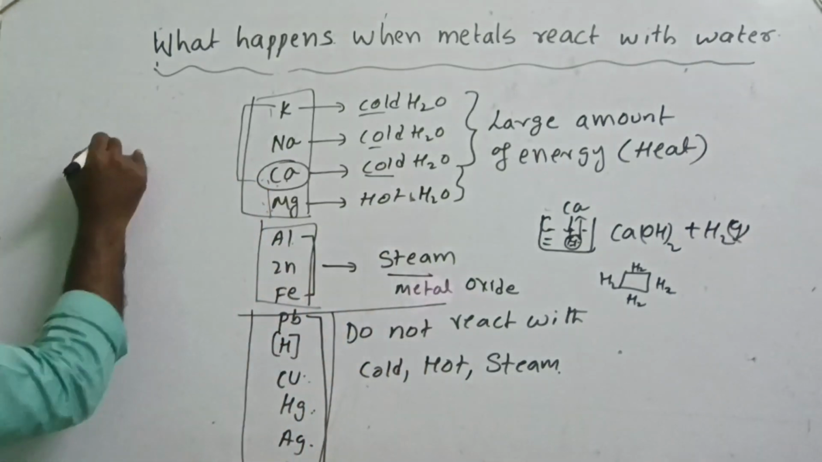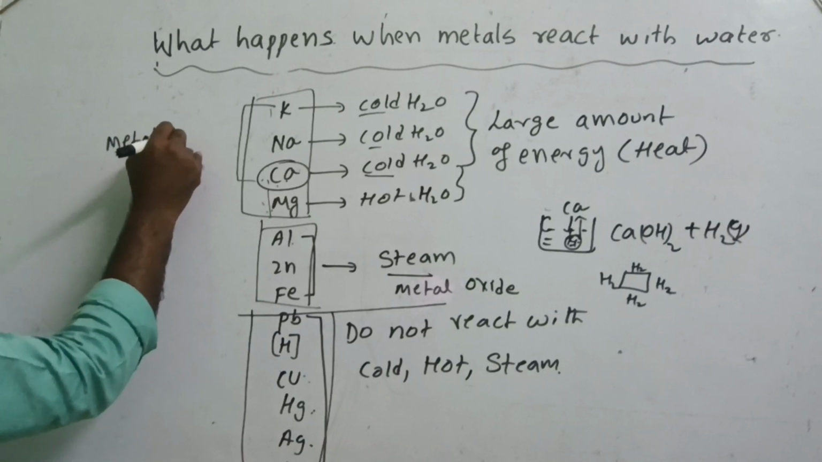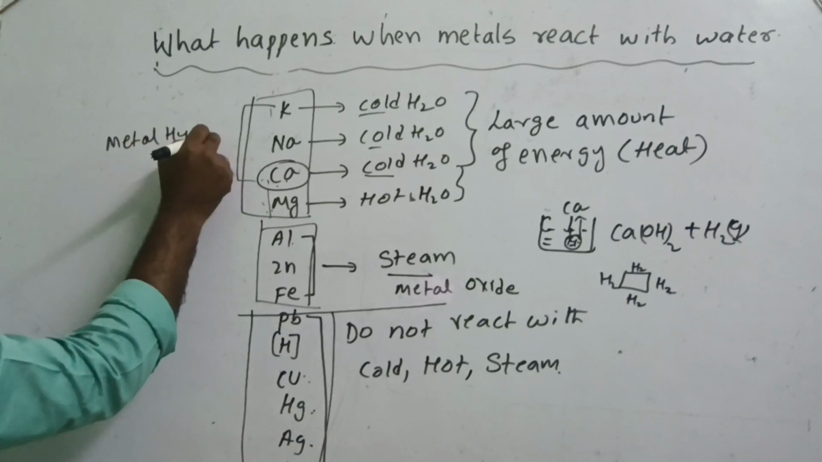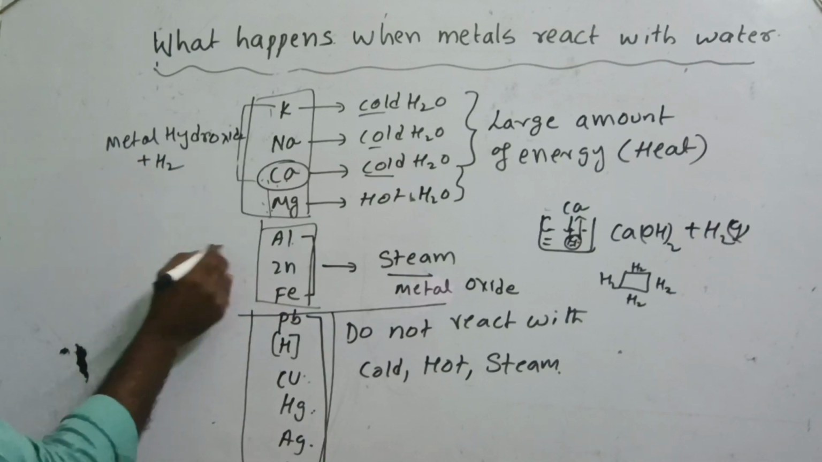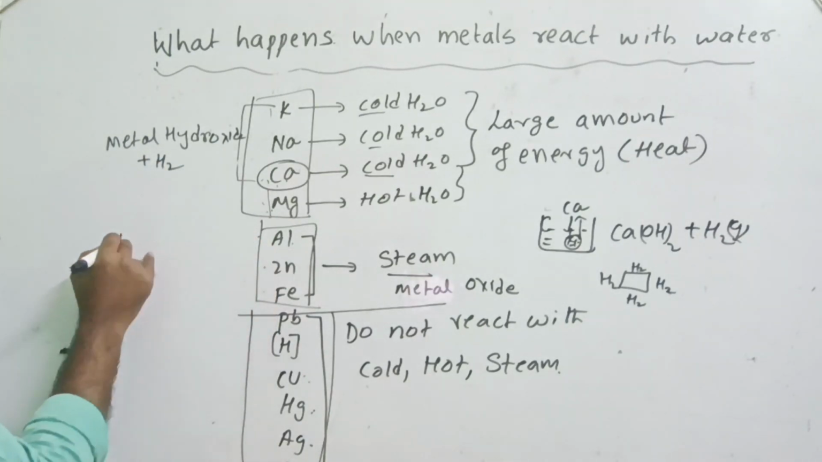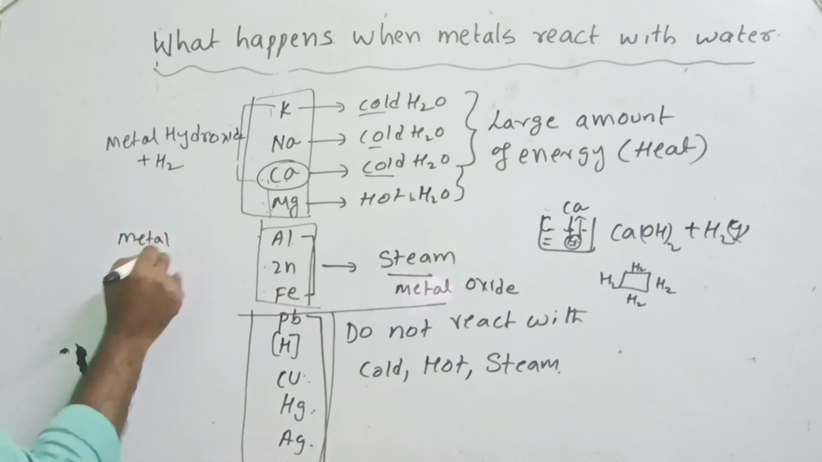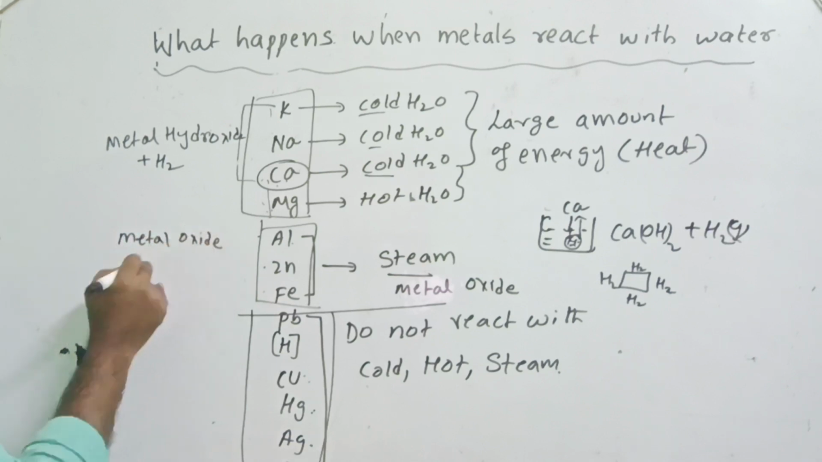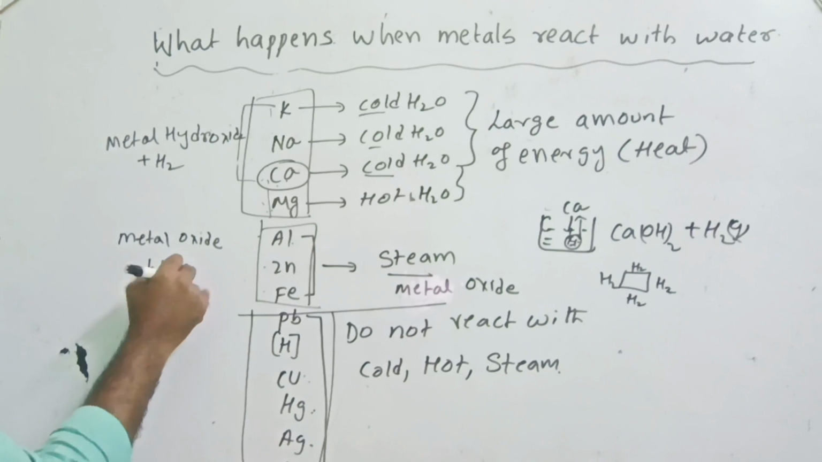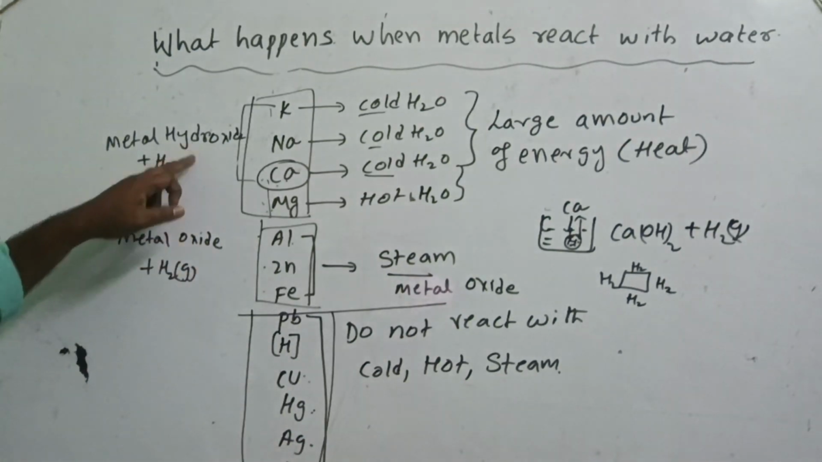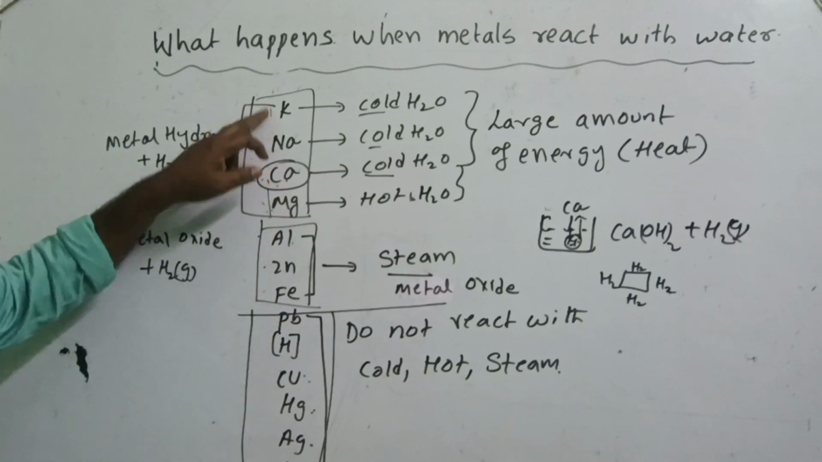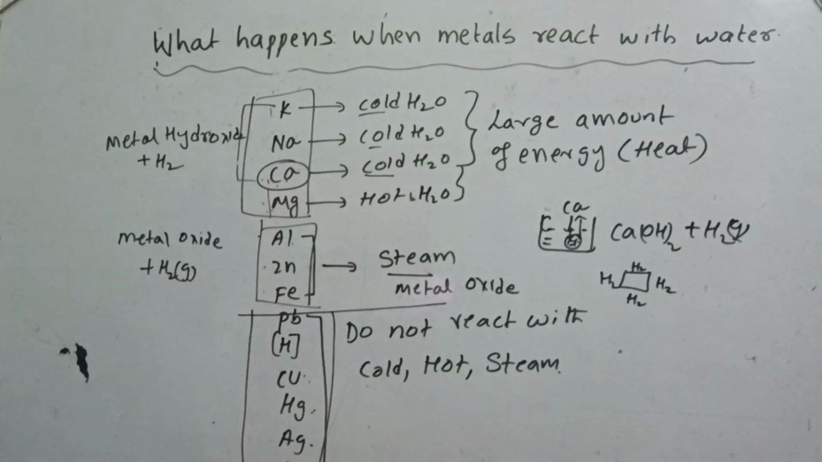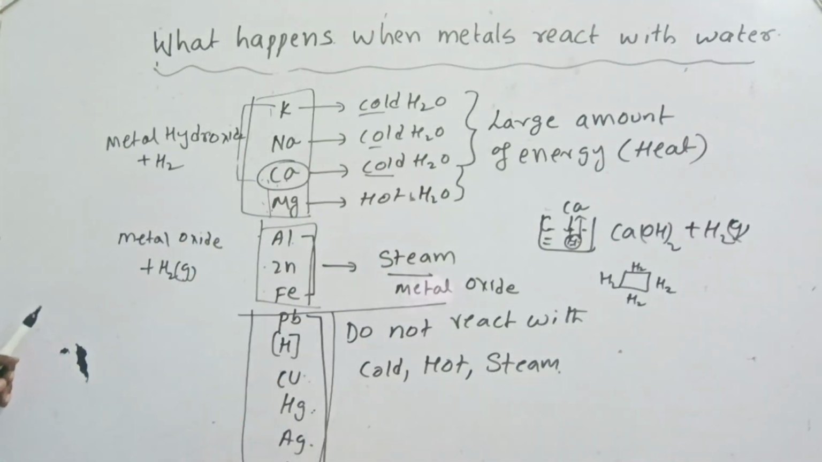Here it will form metal hydroxide along with hydrogen gas, whereas here aluminum, zinc, iron form metal oxide along with hydrogen gas. Okay, so these differences you have to find definitely. Questions are repeated in this reactivity series. Now let us see how each and every metal reacts with water, and their chemical formulas.